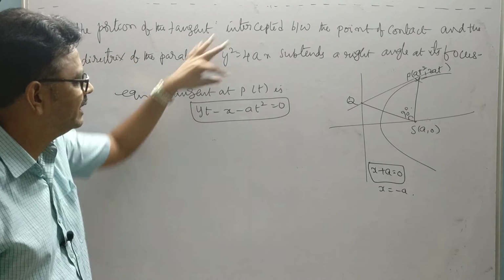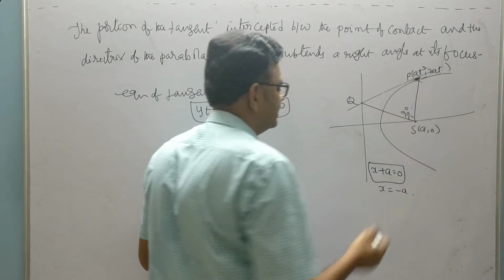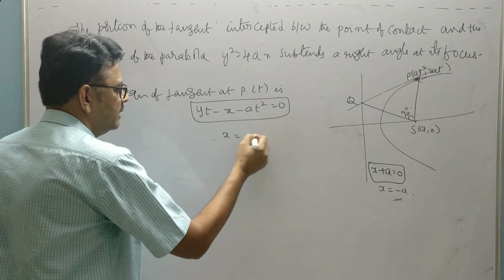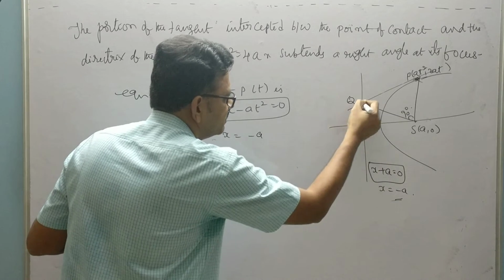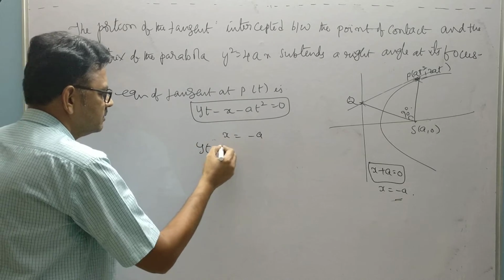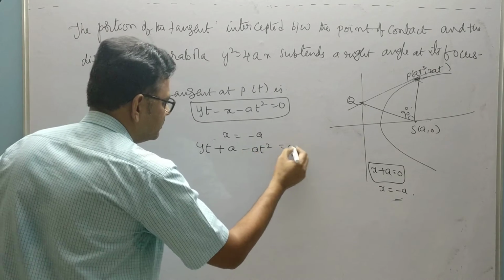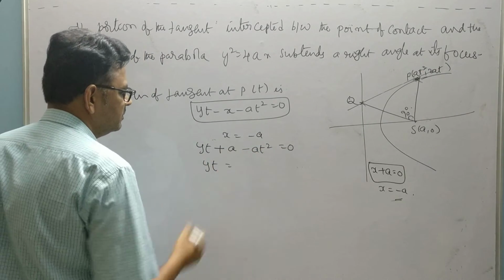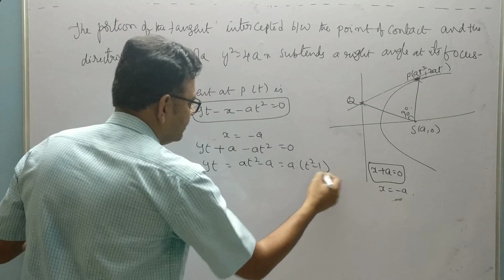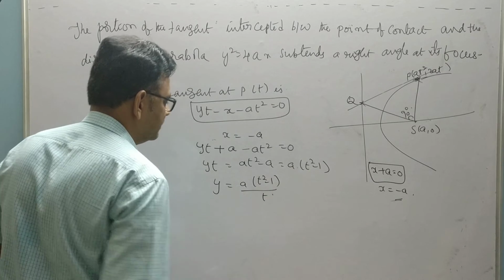So the equation of the tangent at the point P, t, is yt minus x minus at square equal to 0. And what is the equation of the directrix? x plus a equal to 0, x equal to minus a. By solving these two, you get the point Q. So put x equal to minus a. So this is yt plus a minus at square equal to 0. Therefore yt equals a t square minus a, that is a into t square minus 1. Therefore y equals a into t square minus 1 by t.